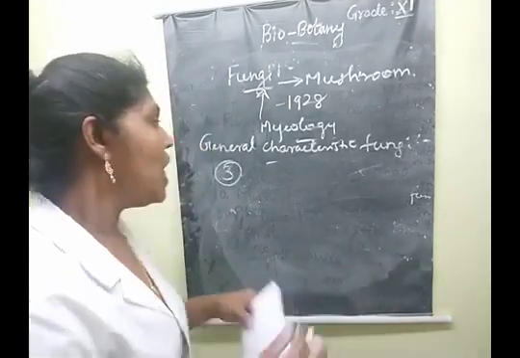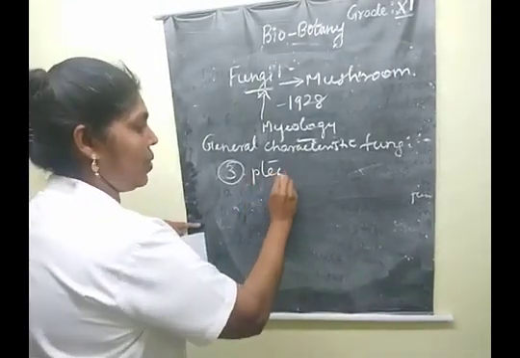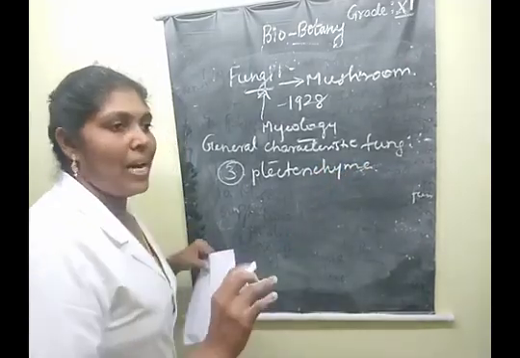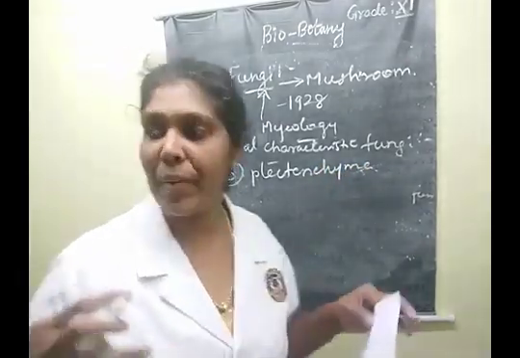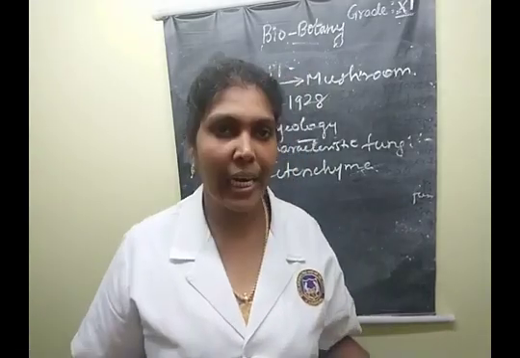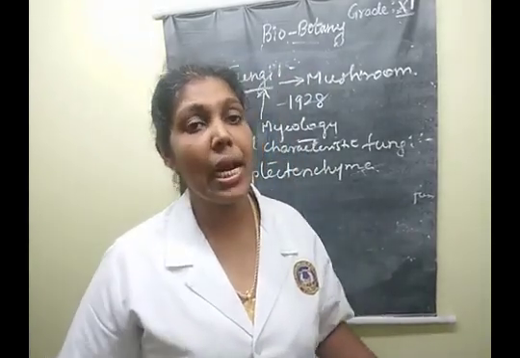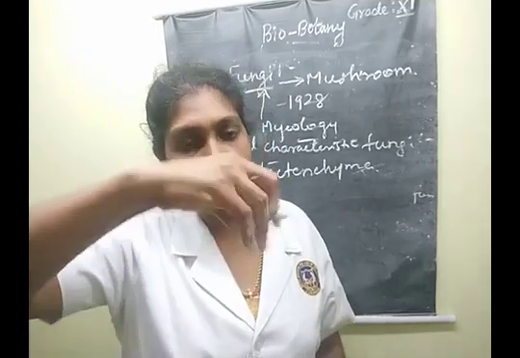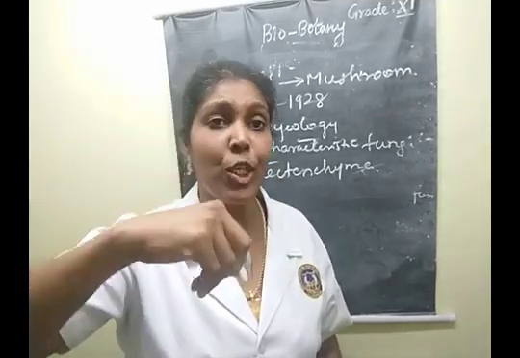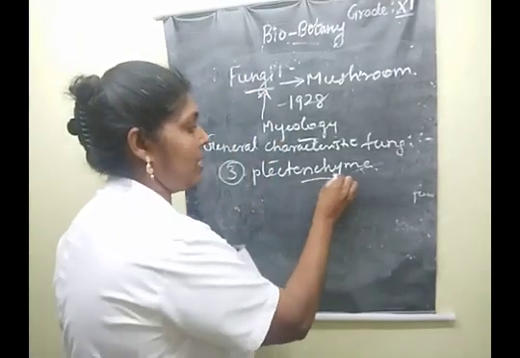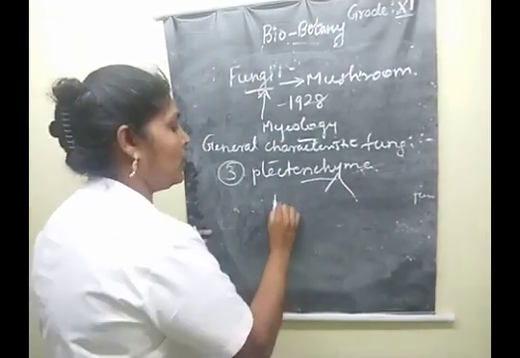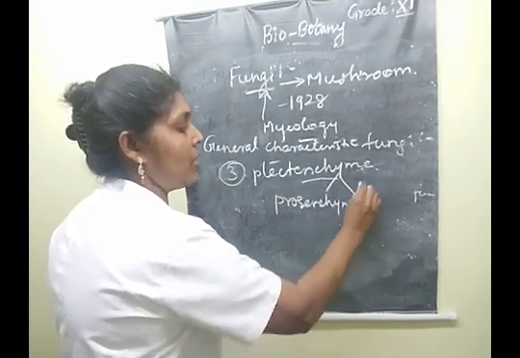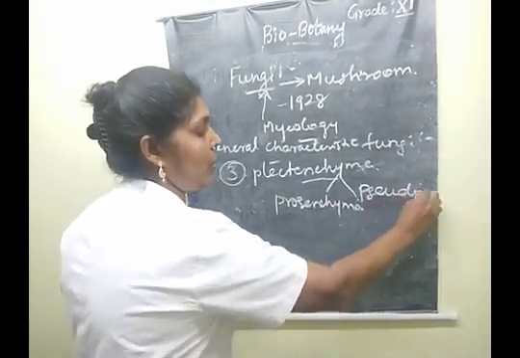Clear? The first one: what is plectenchyma? Plectenchyma means a fungal mycelium that is organized into loosely or compactly integrated, interwoven fungal tissue. This plectenchyma is of two types. One is prosenchyma, and another one is pseudoparenchyma.